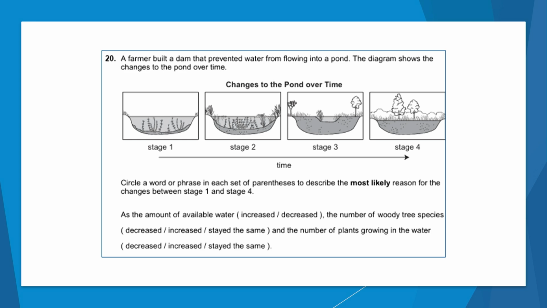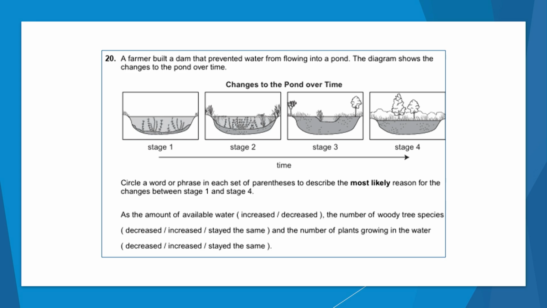This one says, a farmer built a dam that prevented water from flowing into a pond. The diagram shows the changes to the pond over time. Circle a word or phrase in each set of parentheses to describe the most likely reason for the changes between stages 1 and 4. Okay, so look at that picture for a second, and let's see if we can make this paragraph true by circling the right word.